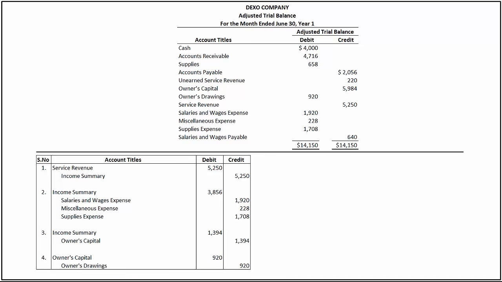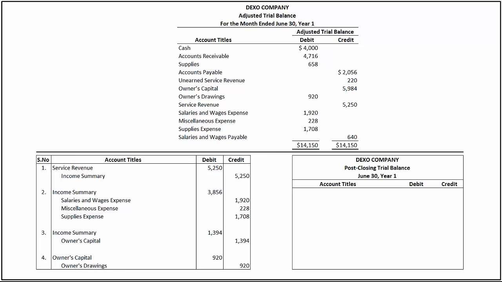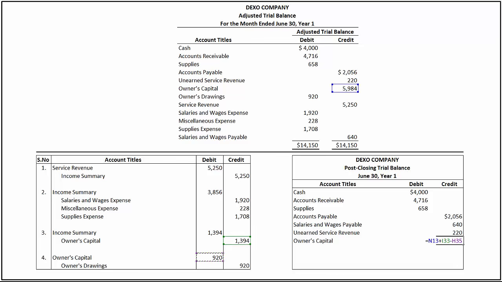After preparing the closing entries, we now prepare the post-closing trial balance. The post-closing trial balance contains only permanent accounts. Thus, we have cash of $4,000, accounts receivable of $4,716, supplies of $658, accounts payable of $2,056, salaries and wages payable of $640, unearned service revenue of $220, and owner's capital of $6,458, which is determined after adding net income to it and deducting the owner's drawings from it. Total debits equal total credits, each total being $9,374.